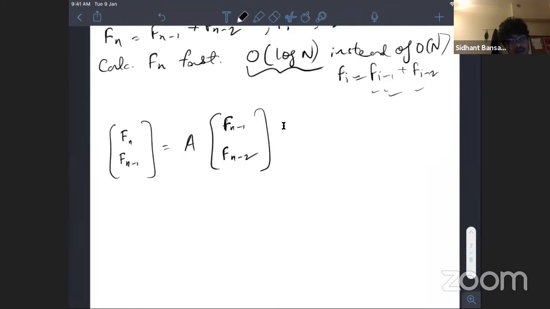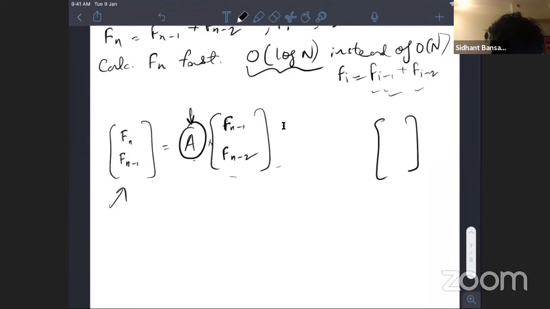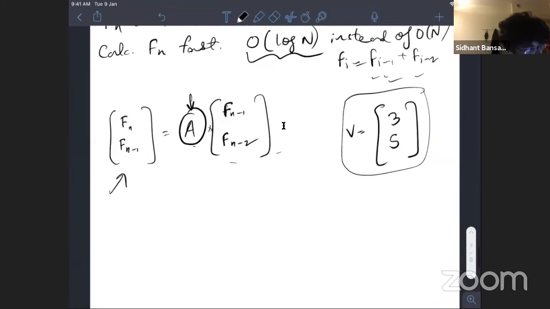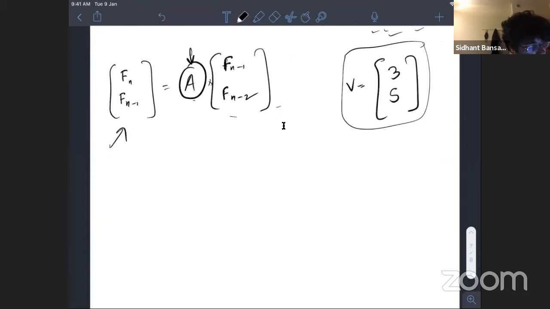Okay. Now what I want is a matrix A such that this vector is equal to A times this vector. Here, vector means 2 entries. Something here, let's say 3, 5. This is a vector. This is an example of a vector. So I want this vector, which is nth Fibonacci and n minus 1th Fibonacci, to be equal to some matrix A times n minus 1th Fibonacci, n minus 2th Fibonacci.